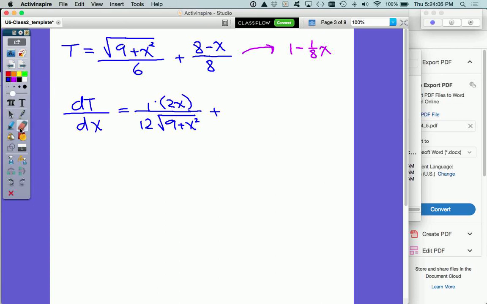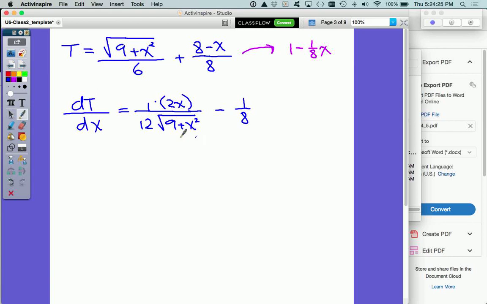So this is going to switch sign here, and we're going to have minus 1 over 8. Now I've got my derivative. Now I need to solve that for equaling 0, and I need to find out where that doesn't exist. So I look first at where it's not going to exist.